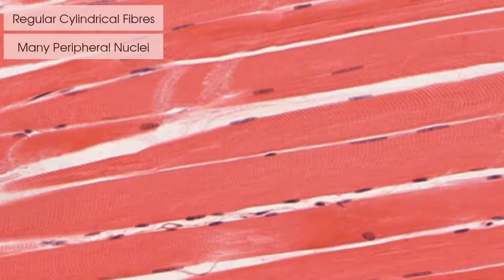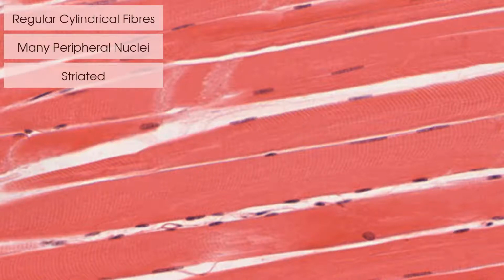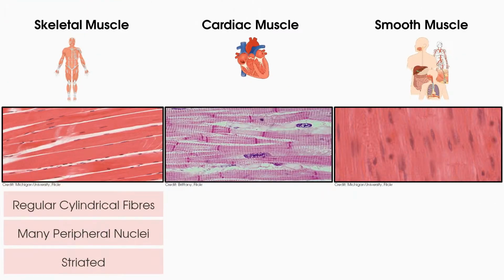And finally, for skeletal muscle, hopefully you can already see this, but I'm just going to draw it on screen if you can't: that stripy appearance of skeletal muscle fibres. These stripes are known as striations, and so we can say that skeletal muscle is an example of striated muscle. I'll review exactly what causes these striations later in this tutorial.